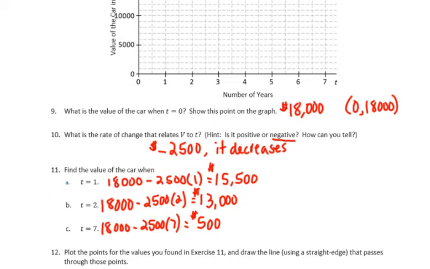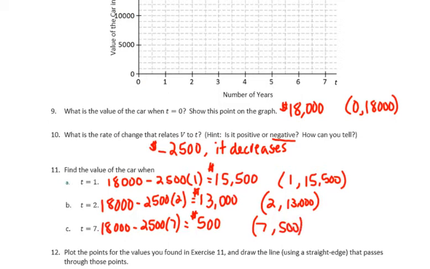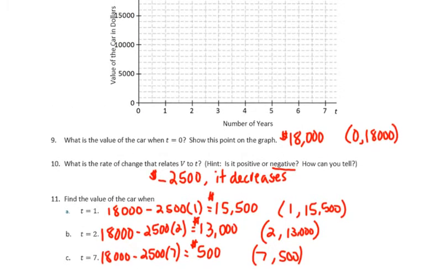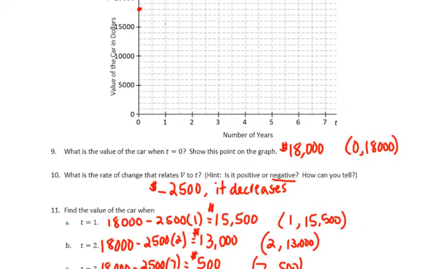Plot the points for the values you found in exercise 11. Draw the line using a straight edge that passes through these points. So I'm going to plot these points. This one is 1, 15,500, 2, 13,000, and 7, 500. So 1 and 15,500, 2, 13,000, and 7, 500.